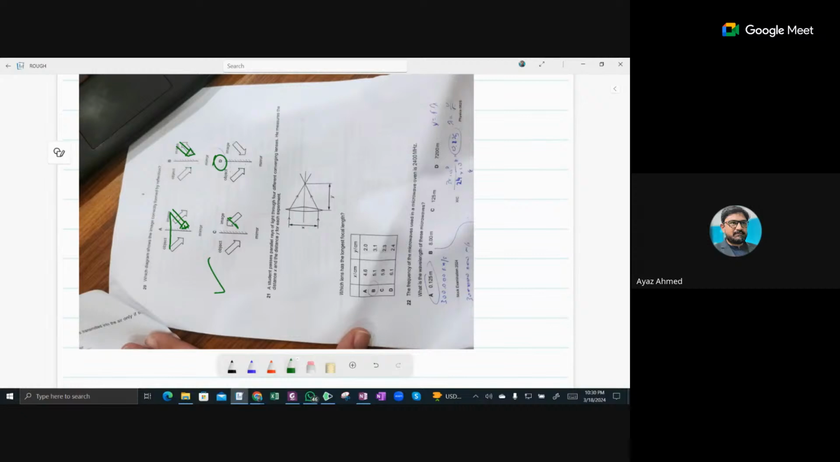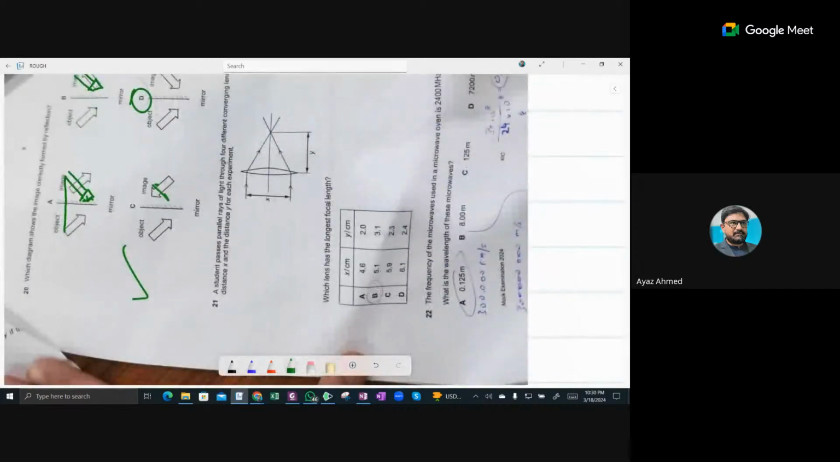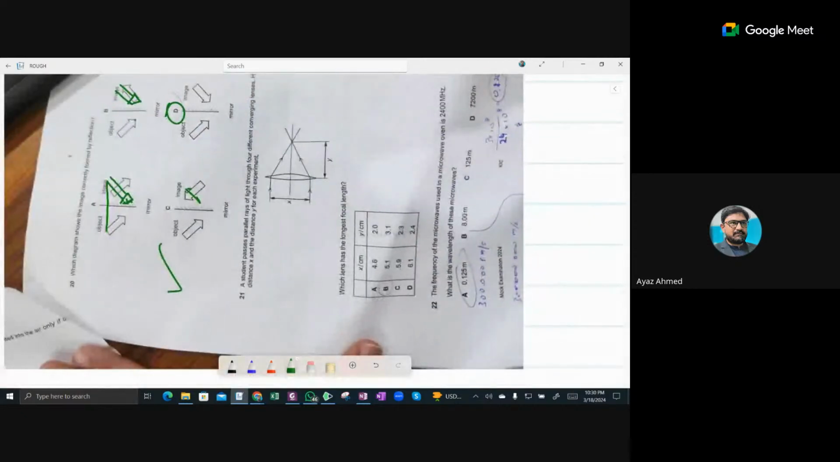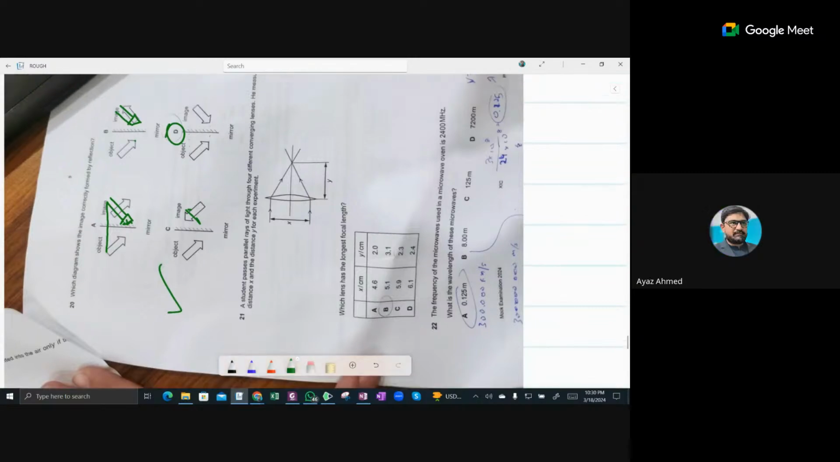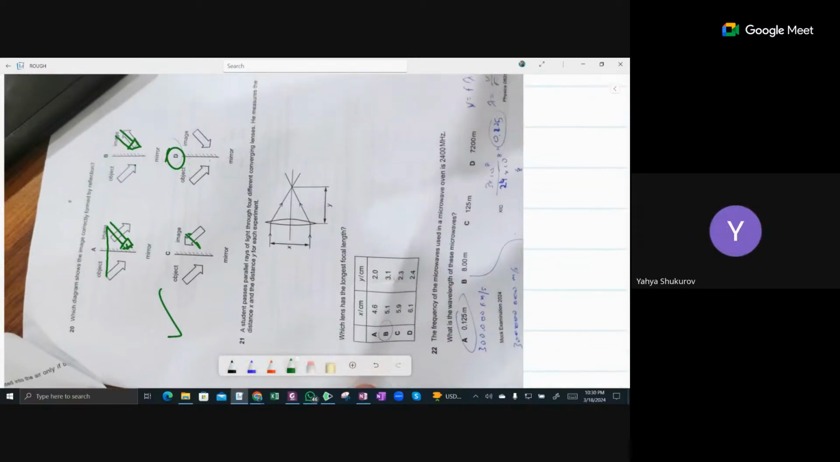Then question 21 is, a student passes parallel ray of light through the four different converging. Should I just read out loud from here? Sorry. Should I just read out loud, or read it from the paper itself? No issue, no issue. I can do it. I can read vertically and horizontally both.